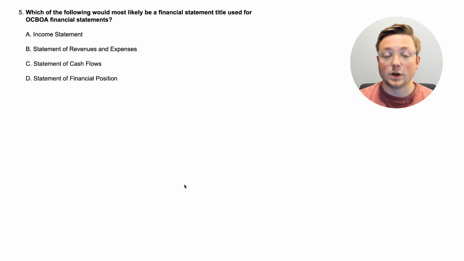All right, here we are at question 5. Which of the following would most likely be a financial statement title used for OCBOA financial statements? Remember, OCBOA is basically just another way of saying special purpose framework. So which one of these would probably be used? Again, this is not too difficult of a topic. You probably already know the answer. If you need to, pause the video, think about this. If not, let's go ahead and look at the answer together.